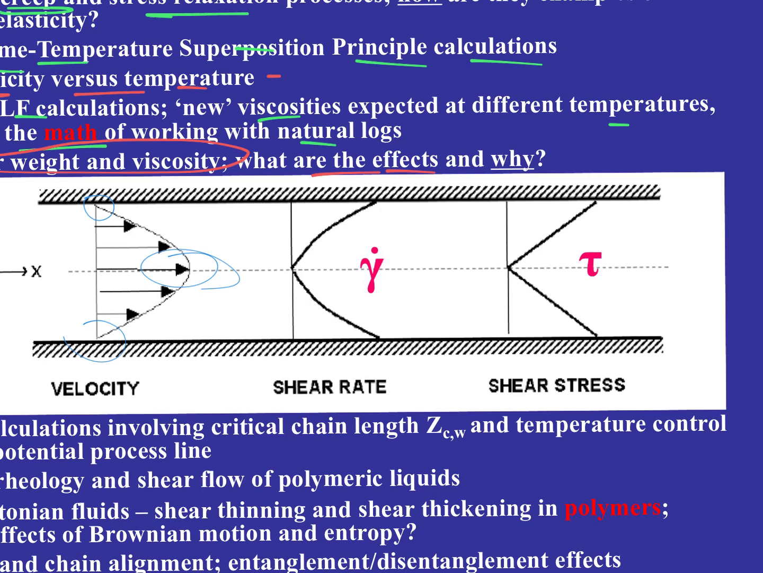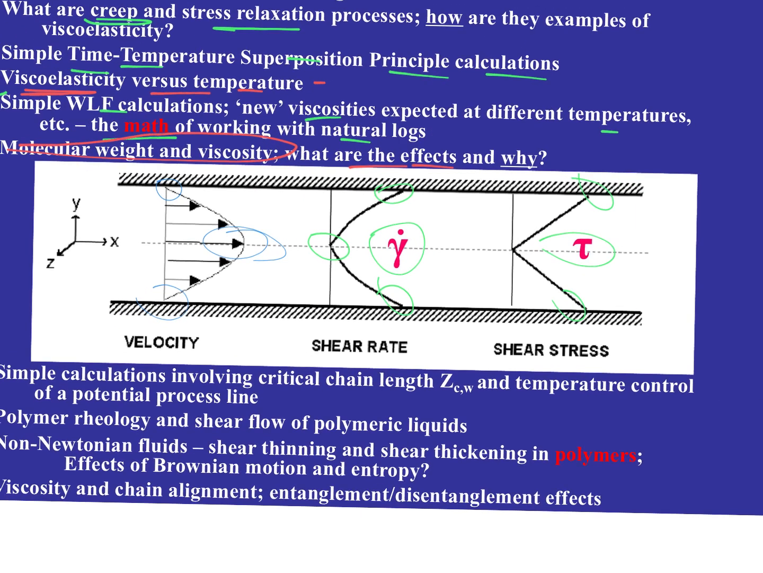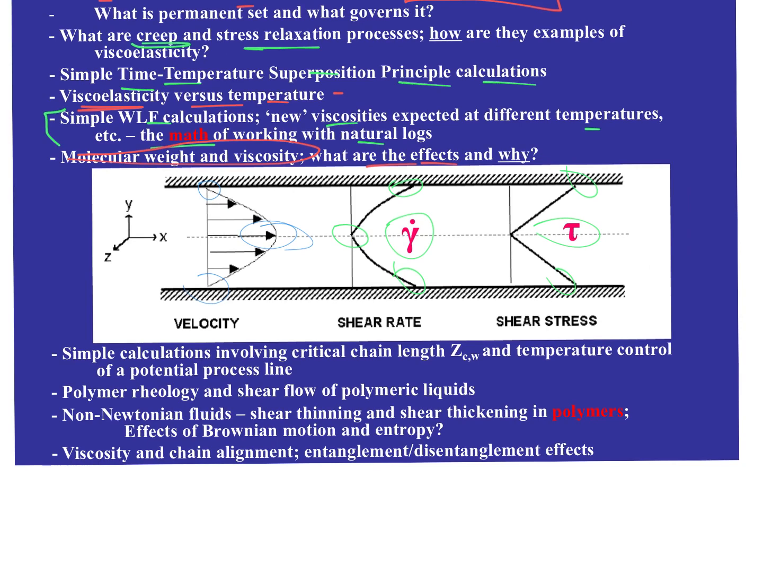And then some of the other factors that are part of this as well. Shear rate, why is it a maximum at the wall? Why is it a minimum in the middle? And the same holds true for shear stress. Those should be pretty straightforward parts of your understanding at this point in time. Any questions so far?